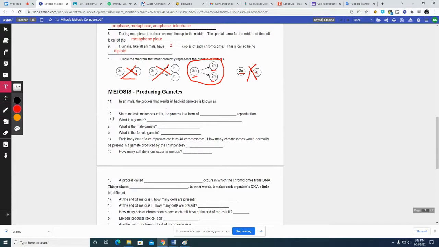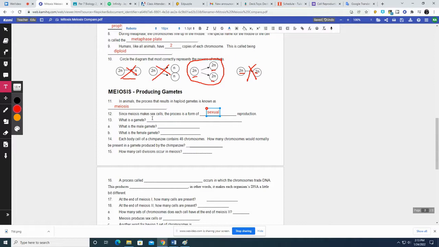11. In animals, the process that results in haploid gametes. All you gotta do is look a little bit higher. Haploid gametes, how do we get them? Meiosis. Meiosis is how we get haploid gametes in animals. 12. Since meiosis makes sex cells, or reproductive cells, that's a form of not asexual, but now it's a form of sexual reproduction. Because we're going to need a male and a female.